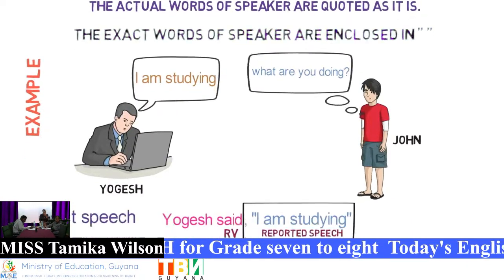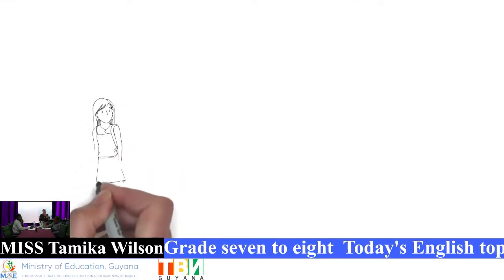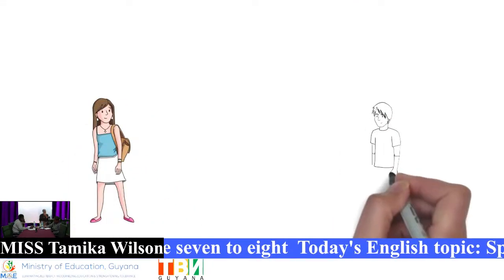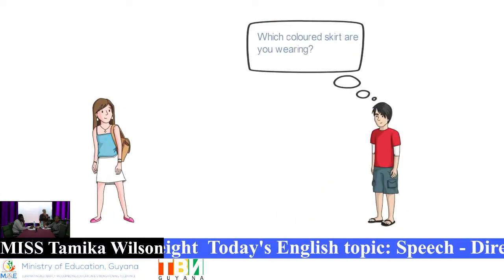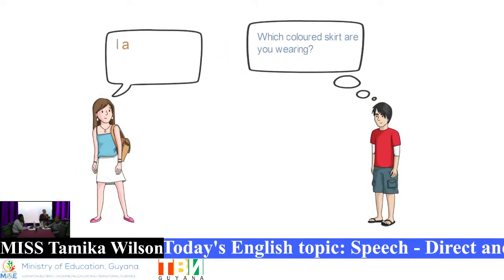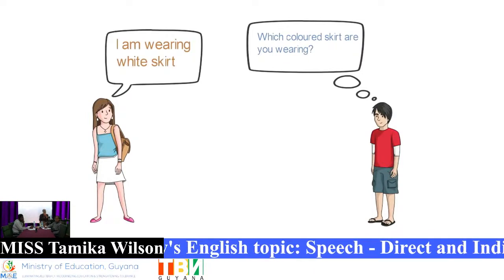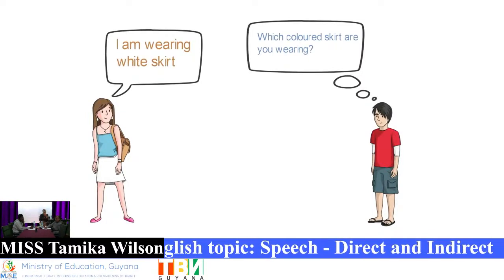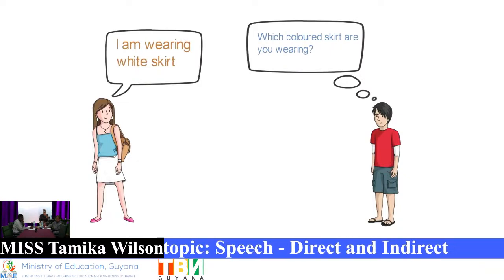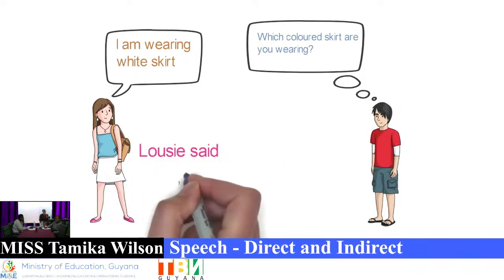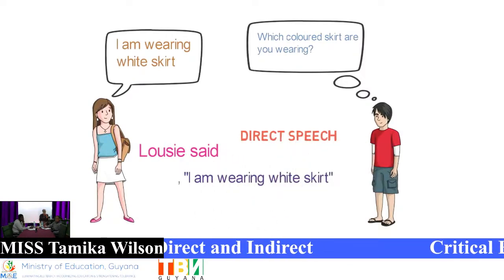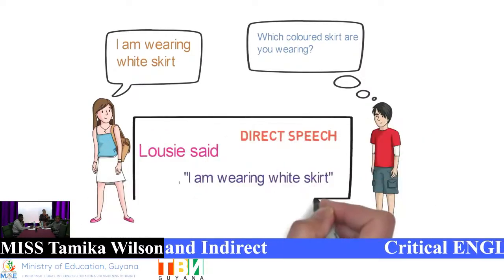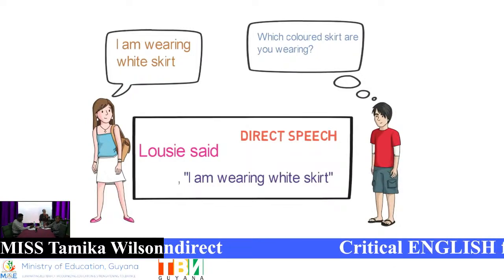Let's look into one more example. Lucy was wearing a skirt. Rajesh asked Lucy, "Which colored skirt you are wearing?" Lucy said, "I am wearing white skirt." Now, if Rajesh wants to report what Lucy said, he can say, "Lucy said, I am wearing white skirt." This is direct speech as the words are as it is without any modification.